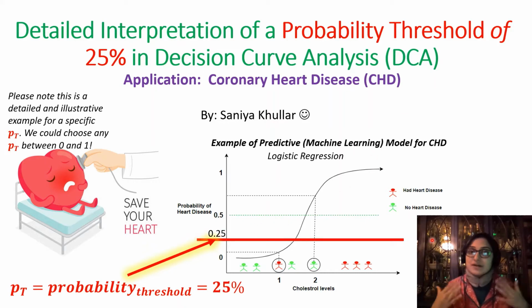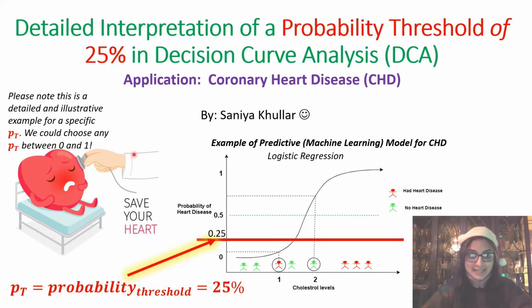But here we're going to talk about a probability threshold of 25%. What does it mean in terms of how you value false negatives and false positives, especially in decision curve analysis? Please note that this is just an illustrative example for a specific probability threshold, 25%. We could have chosen any one between 0 and 1. I've just chosen 25% as an example. Hope you can understand the concepts, because the analysis for any probability threshold will just be extrapolating what you learn in this video.